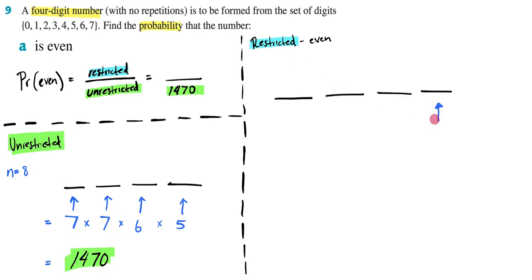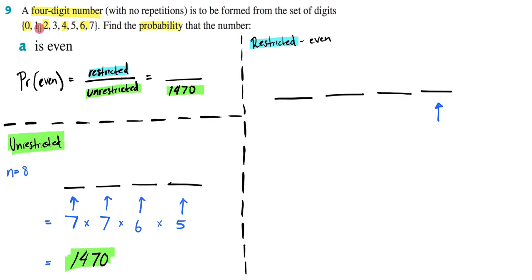Remembering that if it's going to be even, this space right here has to have an even number in it or 0 in it. So if we were to come up here, we could say, well, this last spot either has to be 6 or 4 or 2 or 0. It can either be 6 or 4 or 2 or 0. So how are we going to do this?